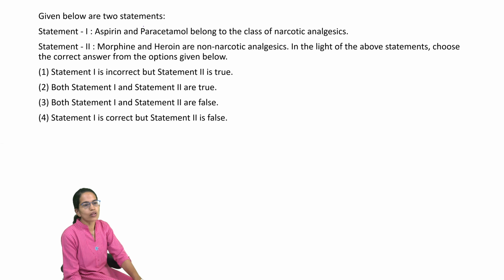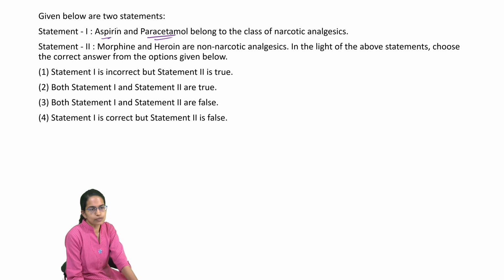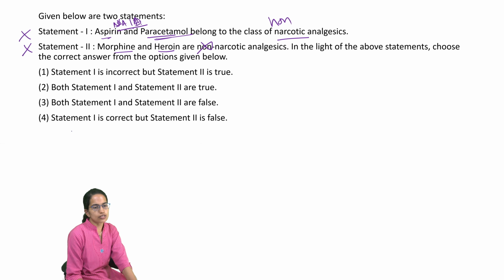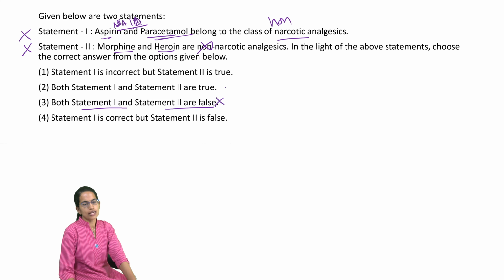You take paracetamol. So paracetamol and aspirin are non-steroidal anti-inflammatory drugs. So aspirin and paracetamol are non-narcotic. They are not narcotic. They are pain reducers, but they are non-narcotic. However, morphine, heroin are narcotic. So 1 is incorrect and 2 is incorrect. So I would say both the statement 1 and 2 are false here. So that means this is the correct choice.